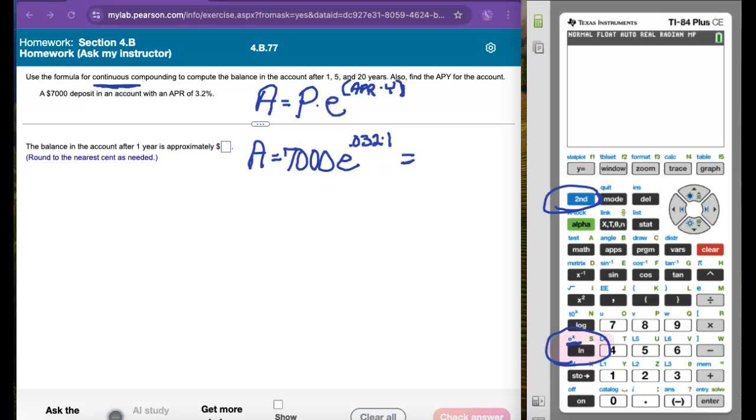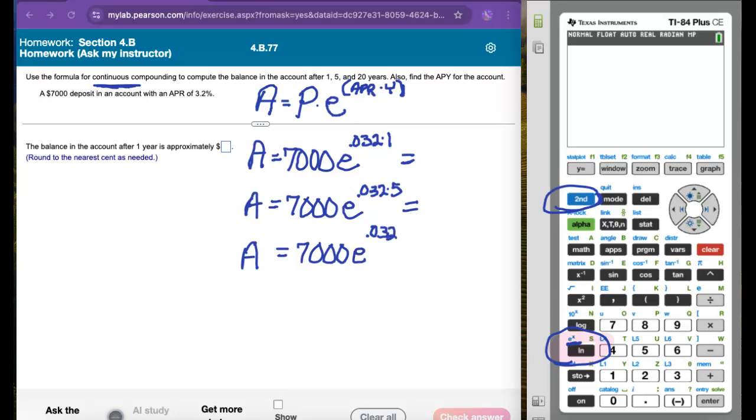To calculate the next one, we're going to have the amount equals 7,000 times E raised to the 0.032 times 5 for 5 years. And we'll calculate that. And then for the third one, we've got 7,000 times E raised to the 0.032. And this time it sits in the account for 20 years. And we're going to see how much is in the balance with that one.